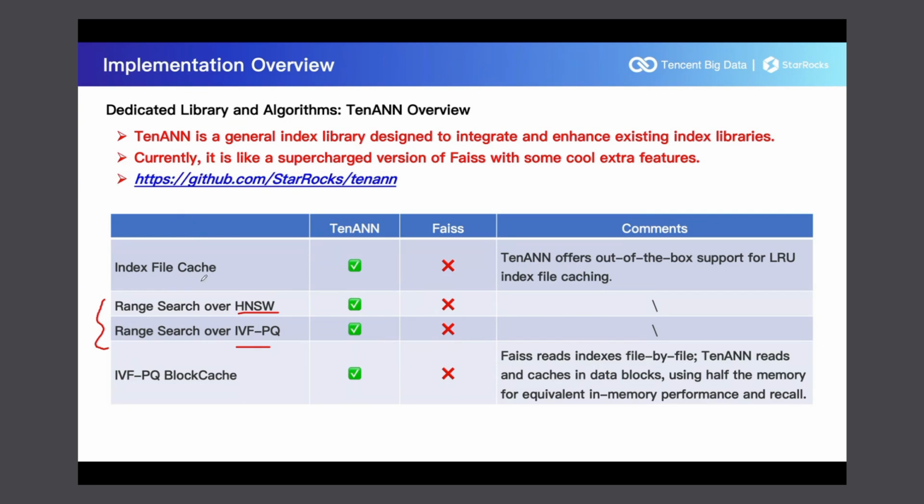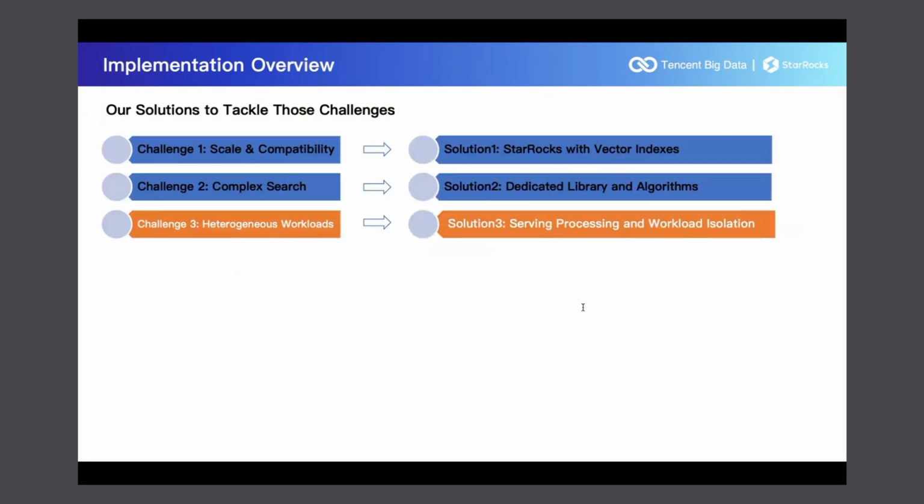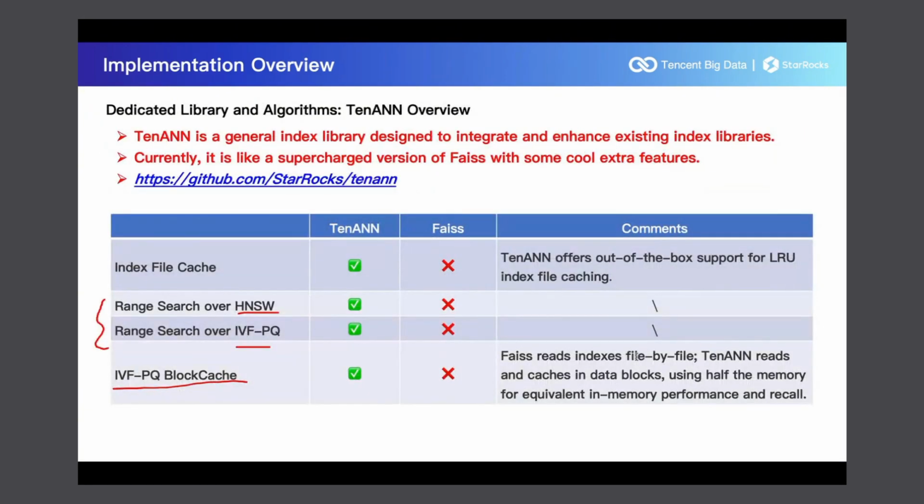Another novel feature in TNN is the block cache. In Faiss, it reads indexes file by file. For example, we have many index files. If you want to query these files using Faiss, you must read a file into the memory. Then you query the index in the memory and get the results. If you want to search the other index, you must load a new index into the memory. This costs too much memory.